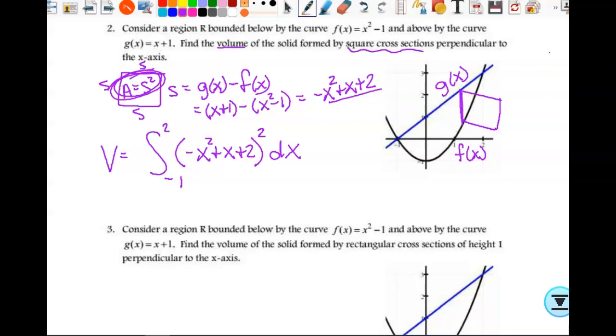We good? Okay, in the interest of time, we could do it by hand, or we could type this in our calculator. You would get 8.1. I'm just going to tell you what the answer is. Okay.